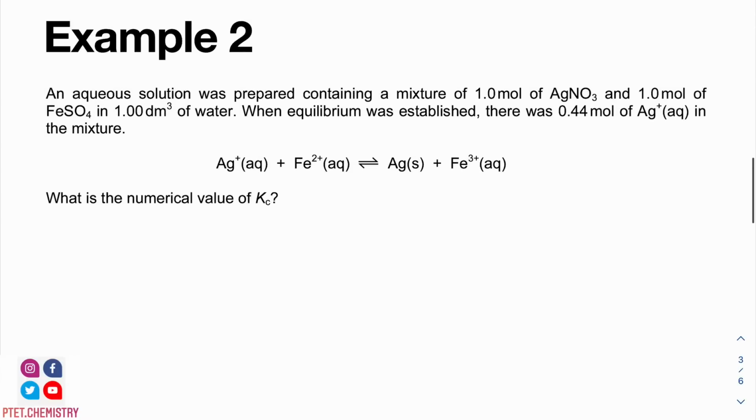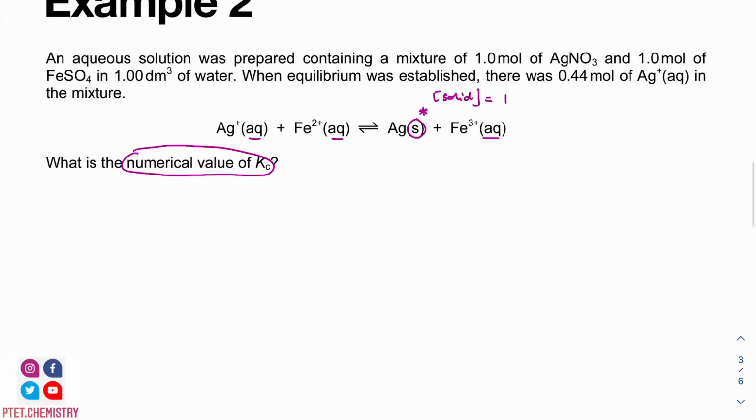Okay, so in this example 2 is when we start talking about the numerical value of Kc. So you're given an equilibrium here. This is aqueous, aqueous, aqueous. This is solid. So remember we talked about the concentration of solid being just 1, unity. So that's why its concentration does not appear in the Kc at all.